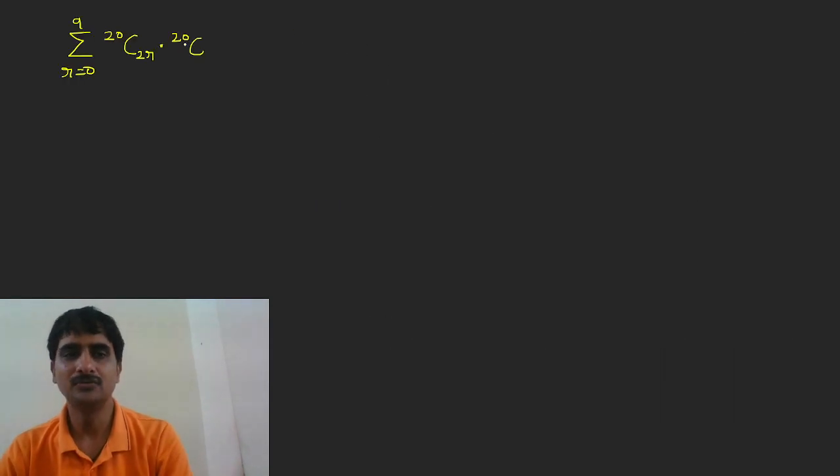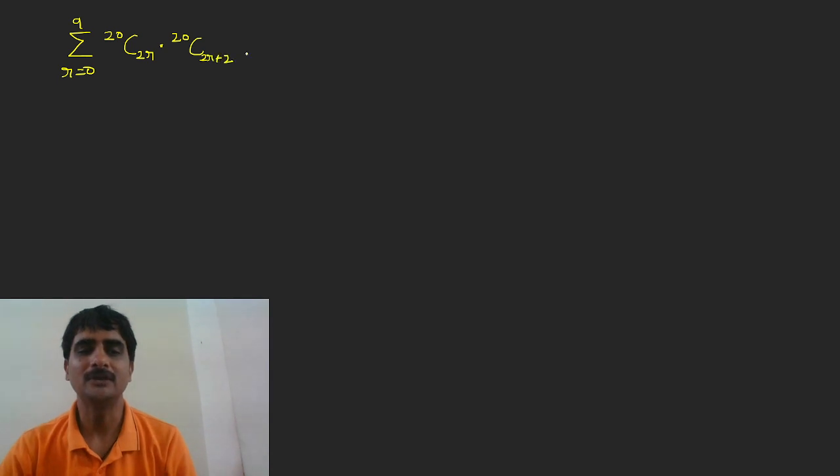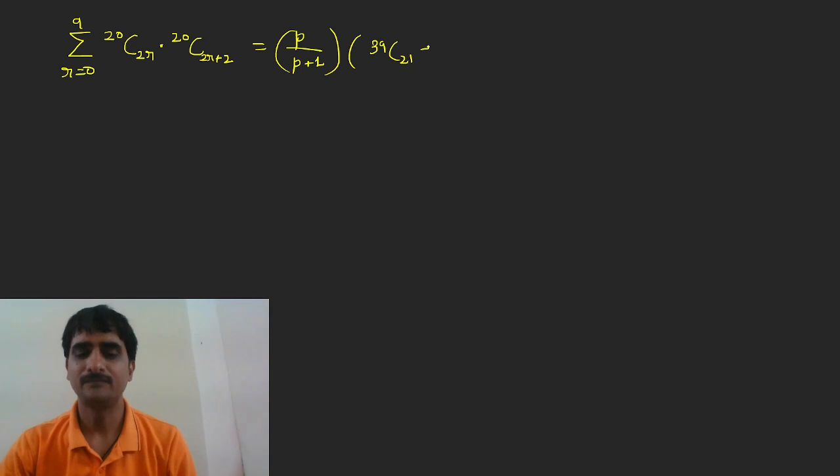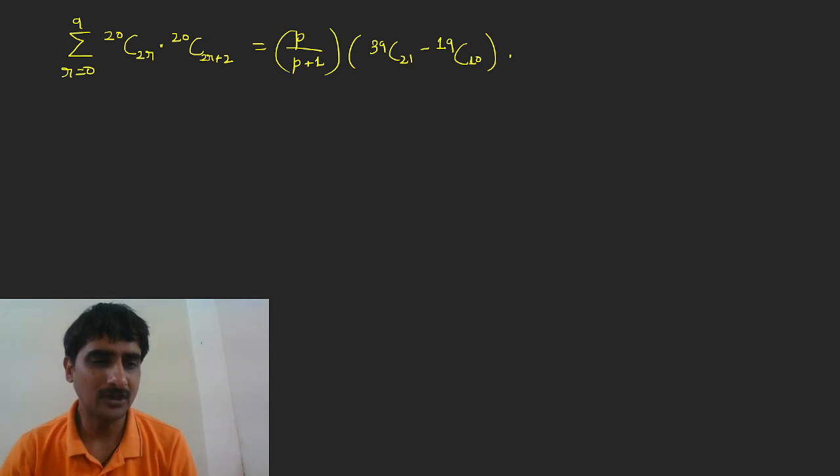See, the statement of first question is we are given the value of a series where r is the variable of the series that goes from 0 to 9, and it is summation over 20C(r) into 20C(r+2). Okay, and this is given to be p upon p plus 1 times, and what is it? This is 39C21 minus 19C10 if I'm correct. Okay, so that's it. Now see how to start it.